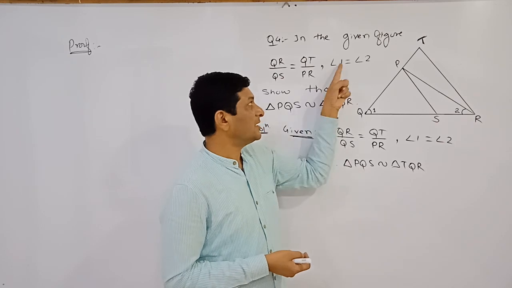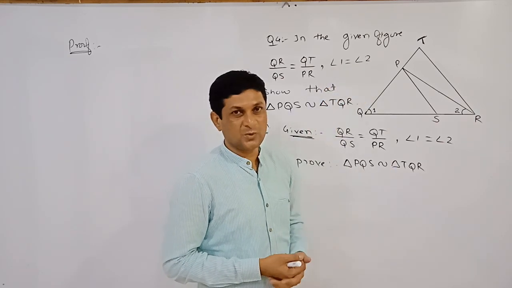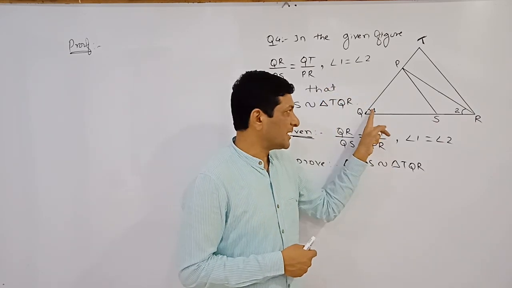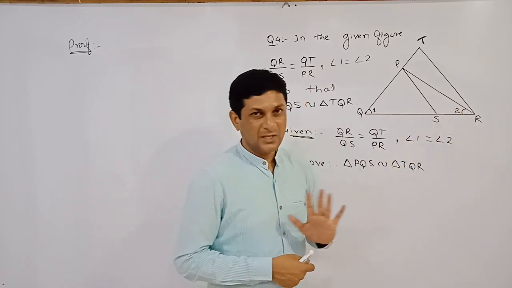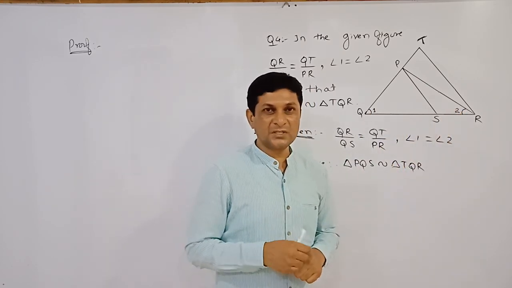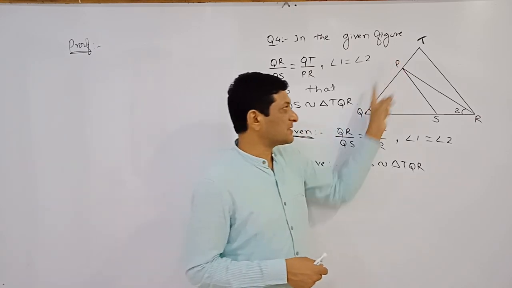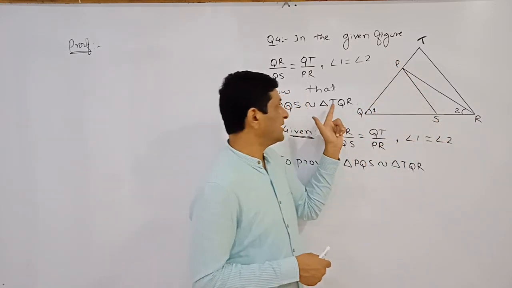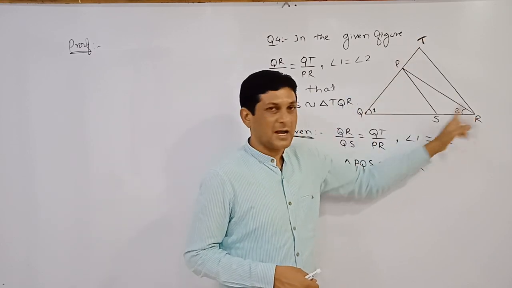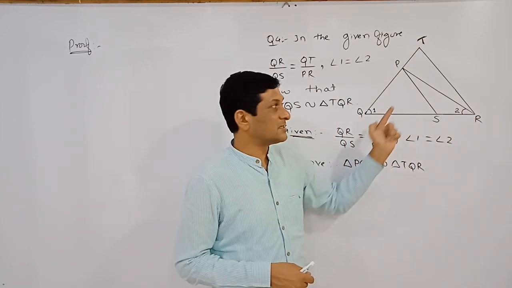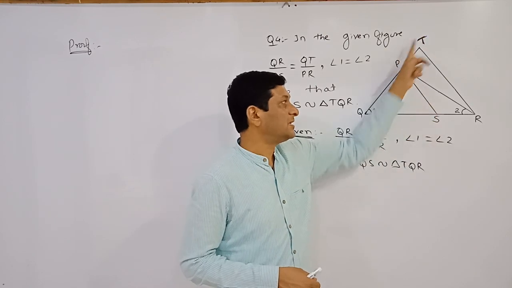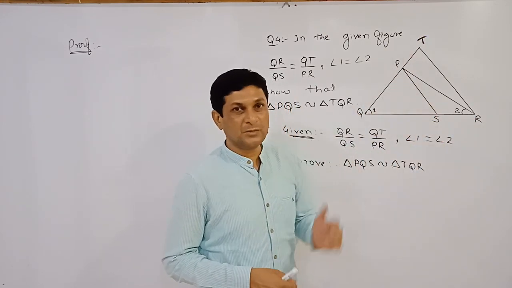And again, angle 1 is equal to angle 2. It is also shown in the figure. Figure is already given. So angle 1 is equal to angle 2. This is the given condition. Using this given condition, we have to show that triangle PQS is similar to triangle TQR. We have to show that PQS and TQR are similar to each other.